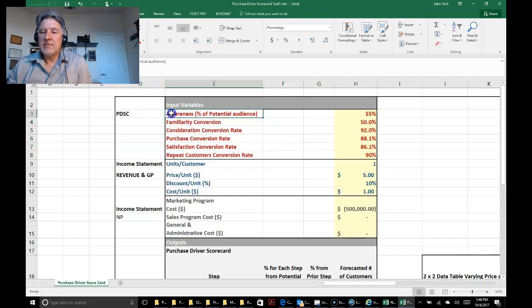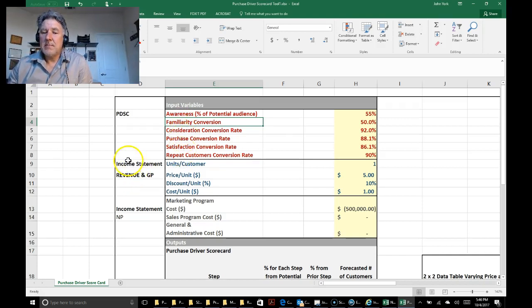The other thing, as you remember in the previous video, is we included awareness, which is the percentage of the potential audience. Then you start seeing that's a conversion from the potential audience that's there, or in some cases you may call it the sum, and then conversion rates from the level above. So familiarity conversion is a conversion from awareness. Consideration conversion is that from familiarity, and so on and so forth.